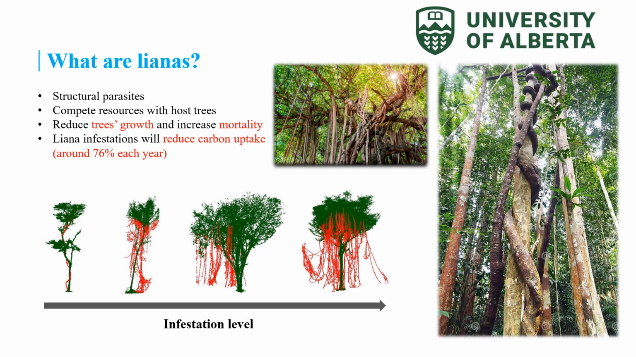Firstly, let's talk about the lianas. What are lianas? Actually, they look like this, as the picture shows. Lianas are structural parasites. They compete for resources with host trees, such as sunlight, water, nutrition, and so on. Also, lianas reduce tree growth and increase tree mortality. As a result, liana infestation will reduce carbon uptake. That's around 76% each year.